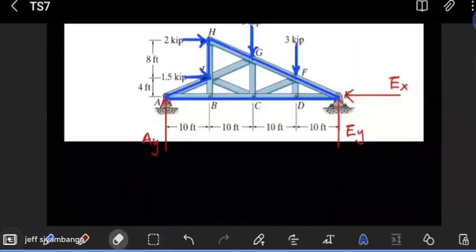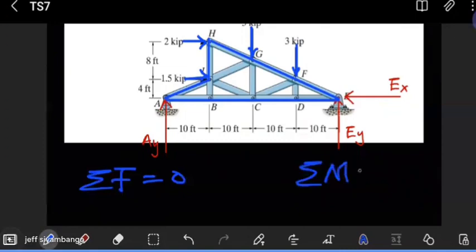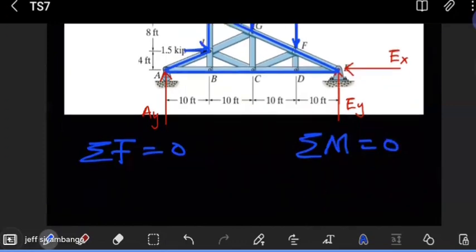Okay, so with that out of the way, how do you evaluate this? Well, there are two methods at your disposal here. You have sum of forces equals 0 because the whole system is in equilibrium, and then you also have sum of moments equals 0. So we start with sum of forces, and we'll do it first in the x-axis.